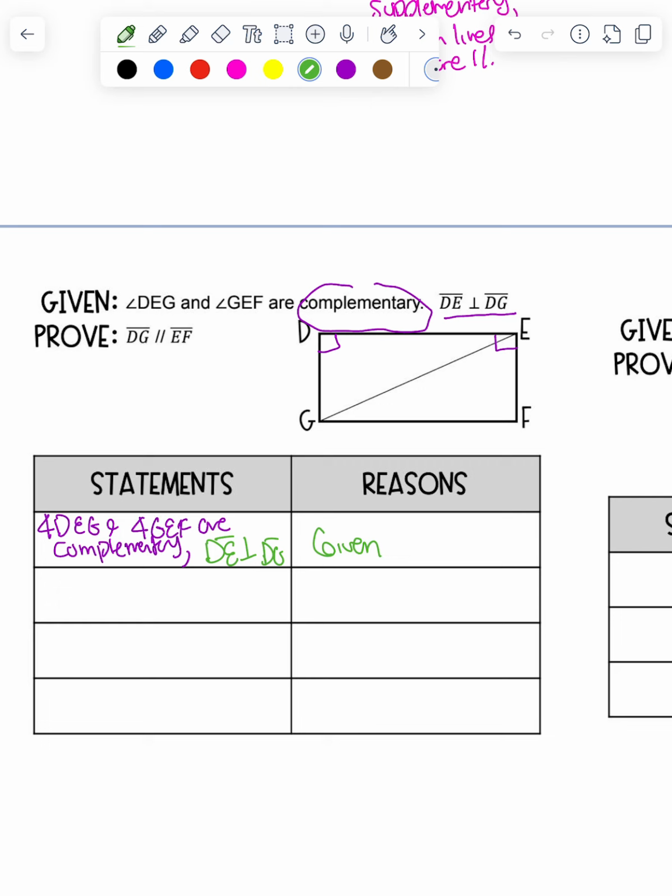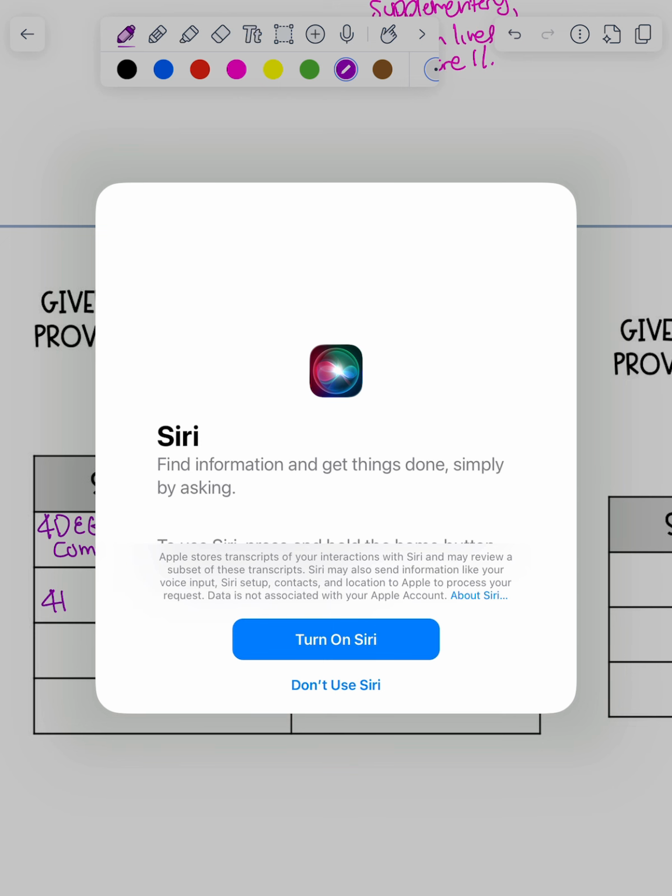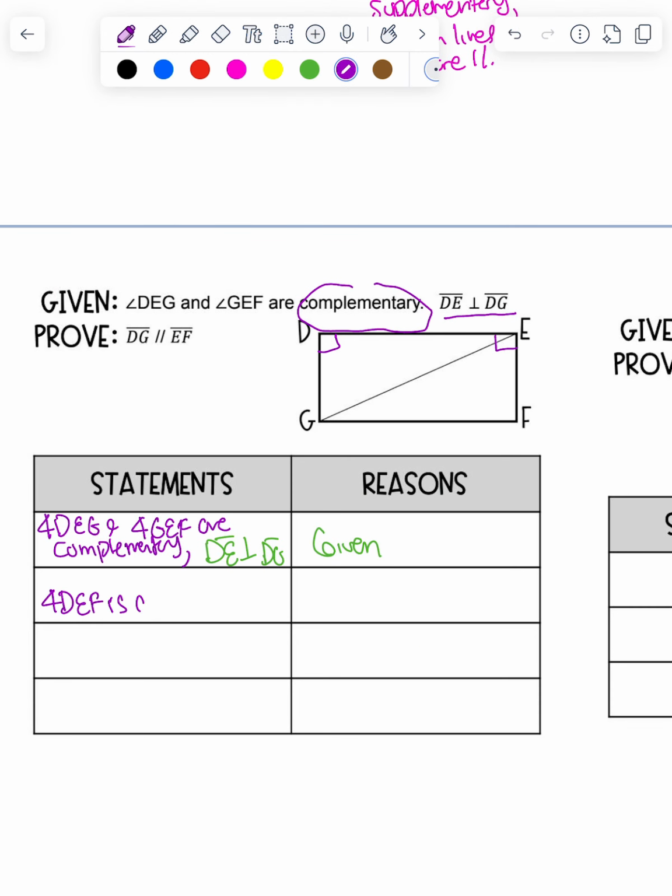We already are told from the givens that DE is perpendicular to DG, but we don't know that DE is also perpendicular to EF. So we are going to have to say that. So first, I'm going to put down what we concluded, that we have a right angle at angle DEF. So angle DEF is a right angle. And I'm going to put over here for my reason, two angles that are complementary form a right angle.